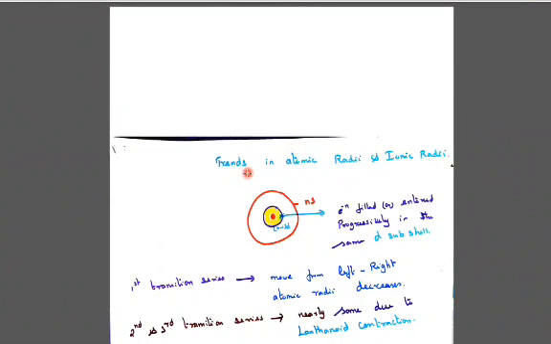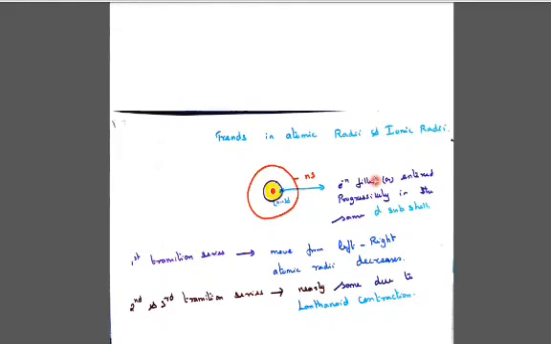So let us see in this session trends in atomic radii and ionic radii, the variations in the atomic radii and the ionic radii. Now, from scandium, titanium, vanadium, chromium, manganese, iron, cobalt, nickel, copper, and zinc, out of 10 elements, from scandium to manganese there is a regular decrease in atomic radii. But from manganese to copper, the atomic radii values are almost constant. But from copper to zinc, it again decreases.